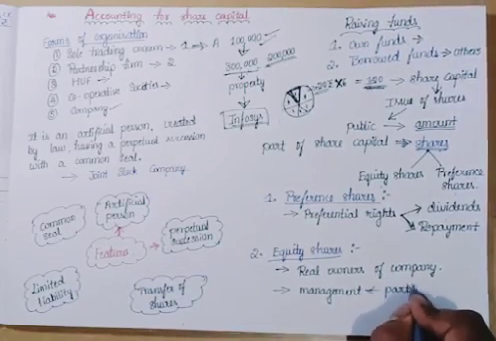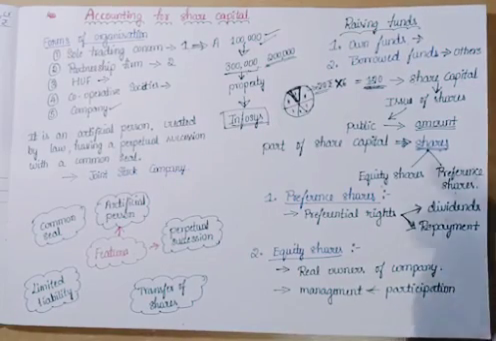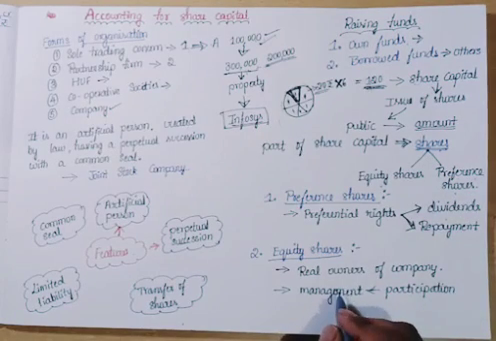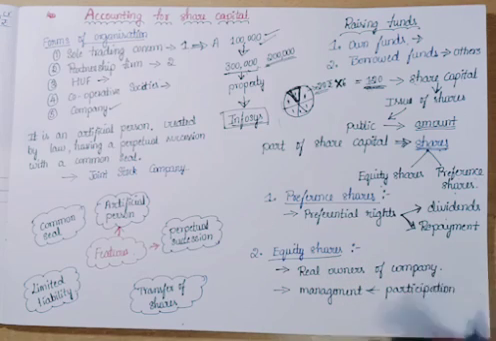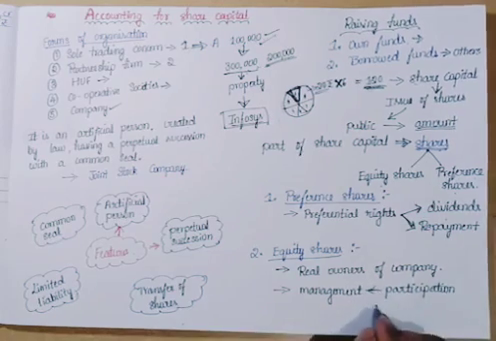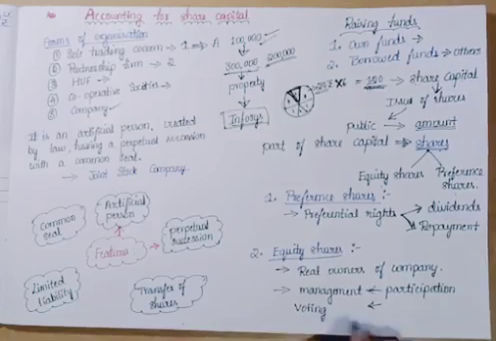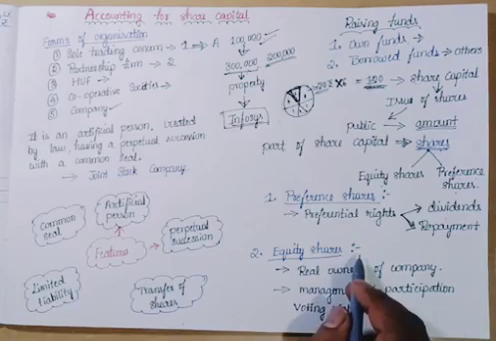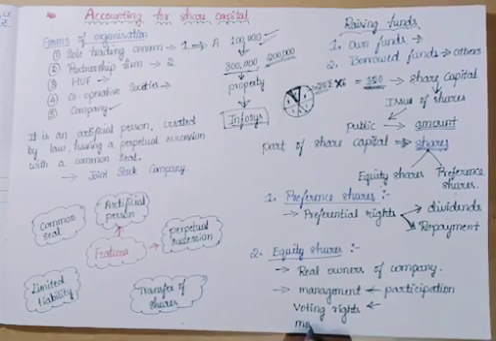Participation they can do. Whenever management, like the board of directors, or any meetings are going on, they can participate in those meetings and they can give their opinions. So they will have participation rights, and they can go for voting rights. Usually these two benefits are enjoyed by equity shareholders, and in case of more profits, they will receive more dividends.